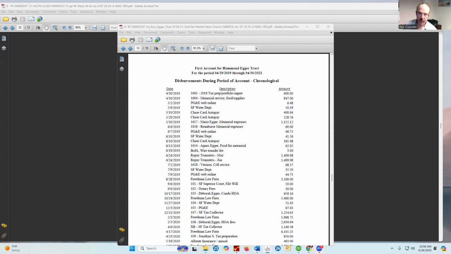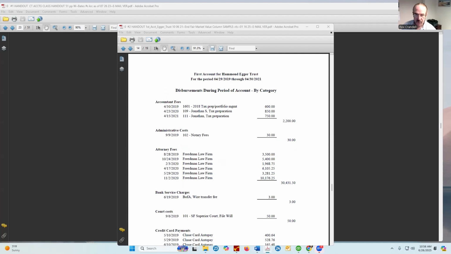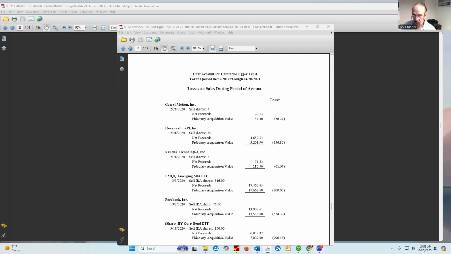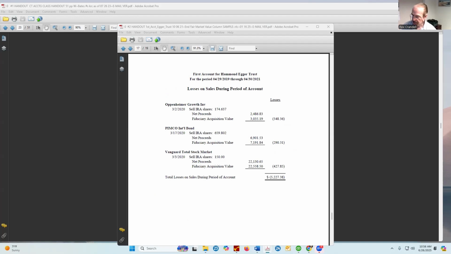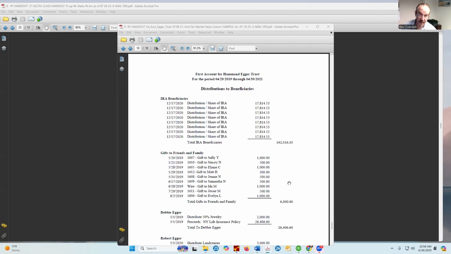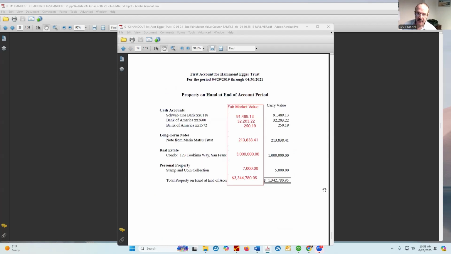Then we get into the disbursements. This format shows all the disbursements chronologically first, and then gets into the disbursements by category, losses on sales, and distributions to beneficiaries, which are listed by beneficiary. And then the final page would be the cash and carry value of all the cash and non-cash assets that is brought forward to the GC 400 sum.